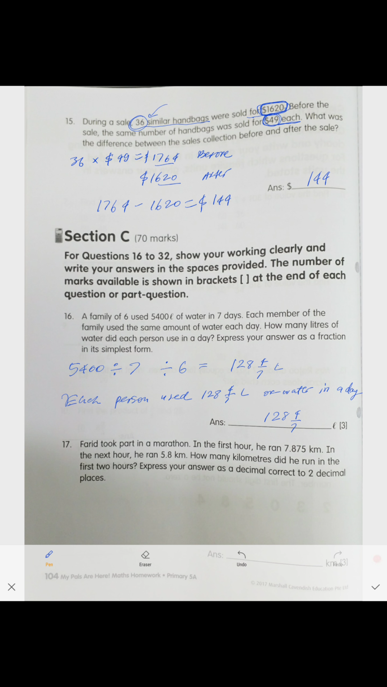In the first hour he ran 7.875 kilometers. In the next hour he ran 5.8. How many kilometers did he run in the first 2 hours?